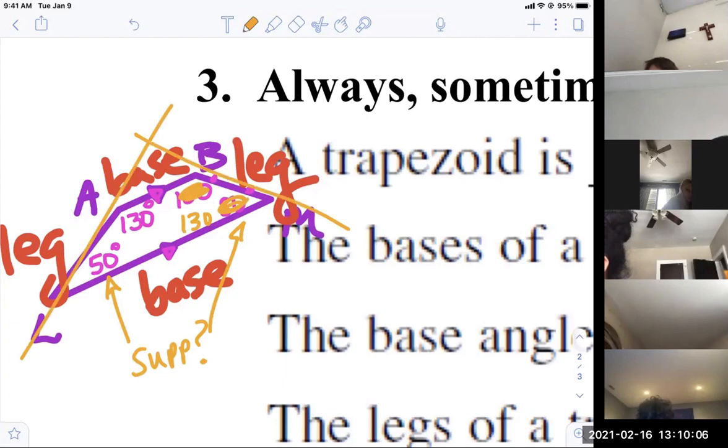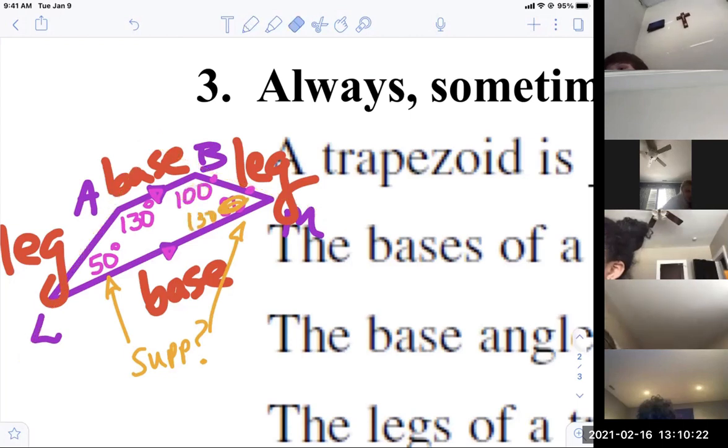This doesn't have to be Geron. This can be anybody. What would happen to the other sides if angle L and angle M were supplementary? Would they be parallel? It would end up making them parallel. Good, Lily. Okay, so in a trapezoid, you will never, ever, ever have all of the consecutive angles supplementary.